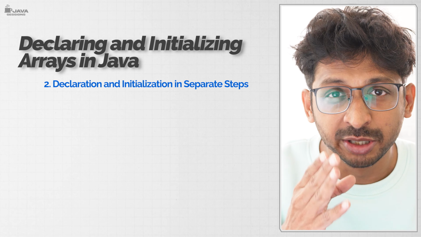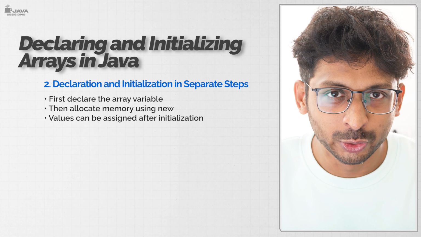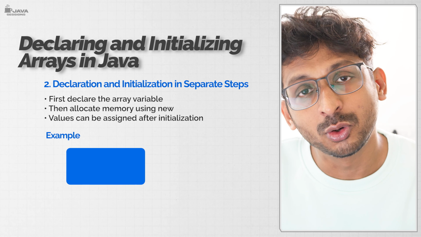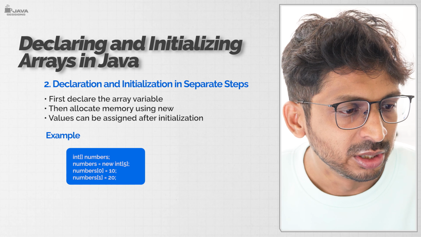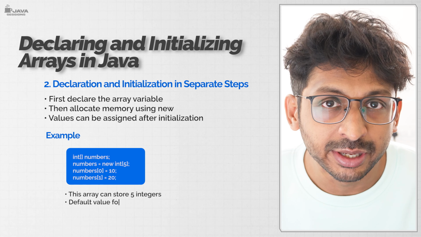The second one is the declaration and the initialization in 2 different steps. In the first step, you're going to create an array. In the second step, you're going to assign values to that array. In this example, we first declare the array numbers, but it is empty at this point.